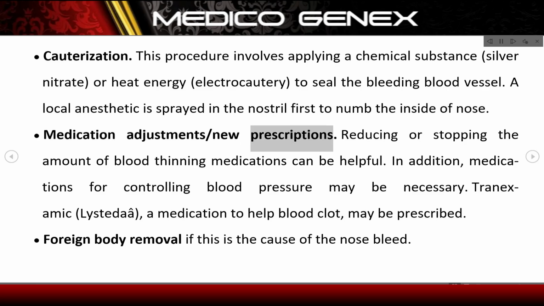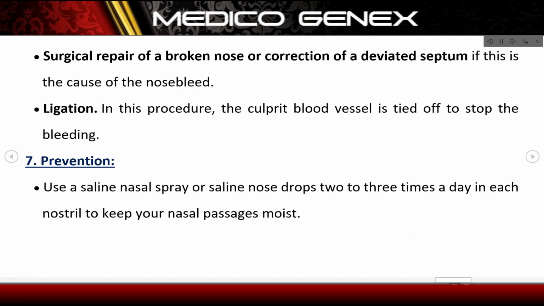Medication adjustments. New prescriptions. Reducing or stopping the amount of blood-thinning medications can be helpful. In addition, medications for controlling blood pressure may be necessary. Tranexamic acid, a medication to help blood clot, may be prescribed. Foreign body removal if this is the cause of the nosebleed. Surgical repair of a broken nose or correction of a deviated septum if this is the cause of the nosebleed. Ligation. In this procedure, the culprit blood vessel is tied off to stop the bleeding.